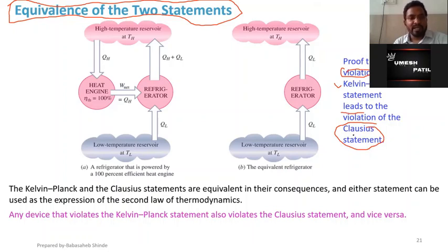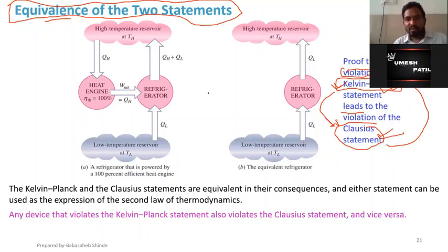Means if you make one device that is violating the Clausius statement, then the ultimate result of that violation of the Clausius statement will be violation of the Kelvin-Planck statement. And reverse to that, if you design a device that is violating the Kelvin-Planck statement, then the ultimate result is going to be violation of the Clausius statement. So in short, violation of one statement leads to violation of the second statement. And this dependence is called equivalence of those two statements.